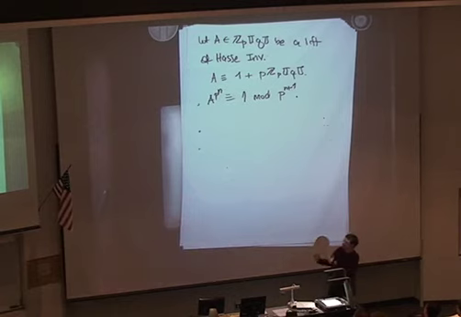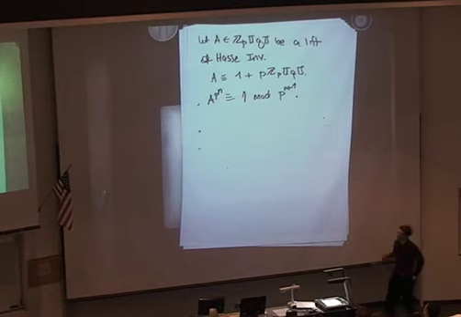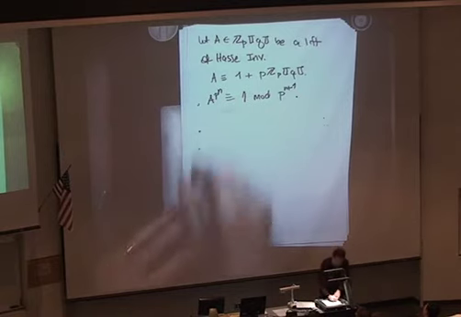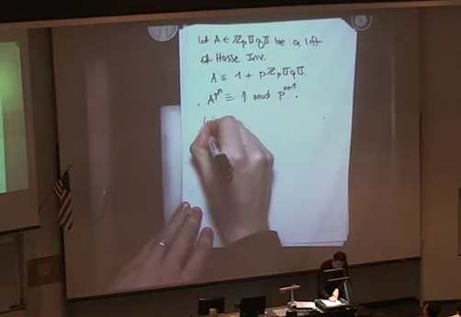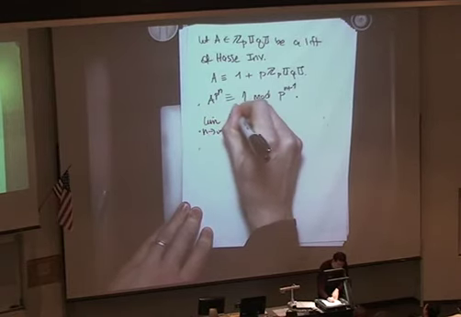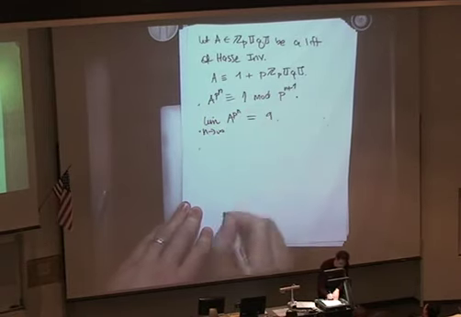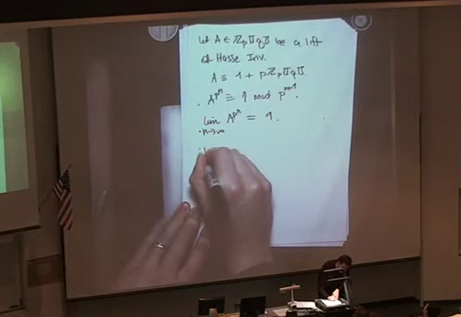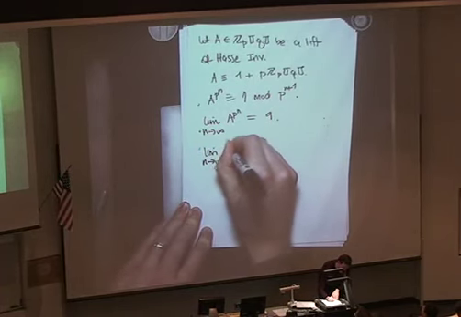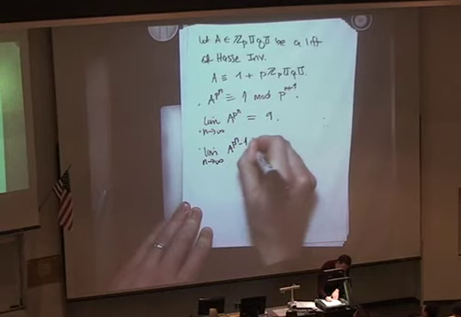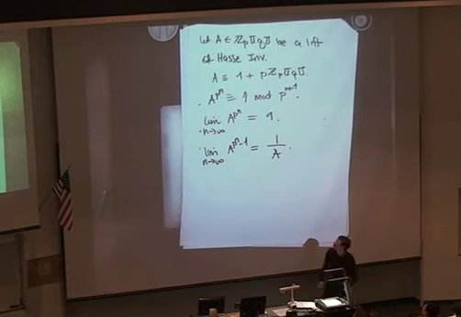So if we're imagining this topology in which two things are close, then we want A^(p^n) to be close to 1, or in particular, that the limit as n goes to infinity of A^(p^n) is equal to 1, and also the limit of A^(p^n - 1) is equal to 1/A.